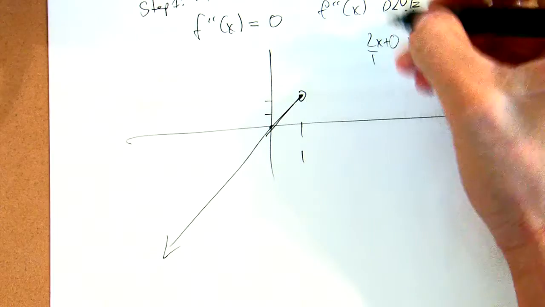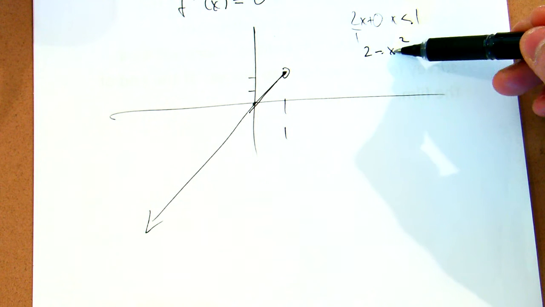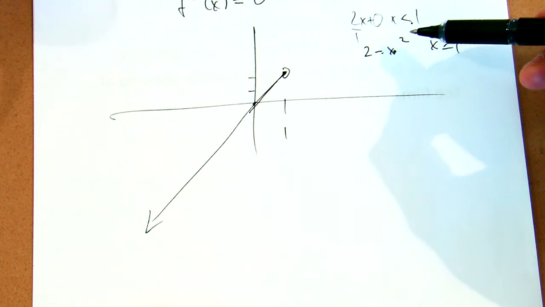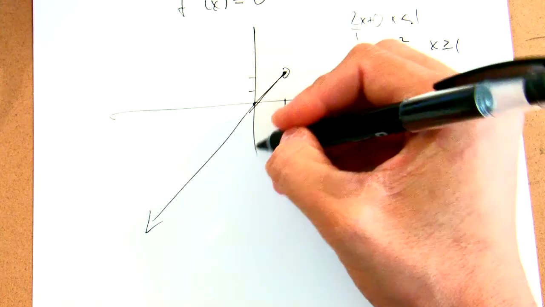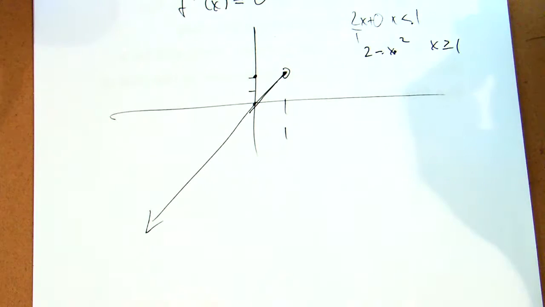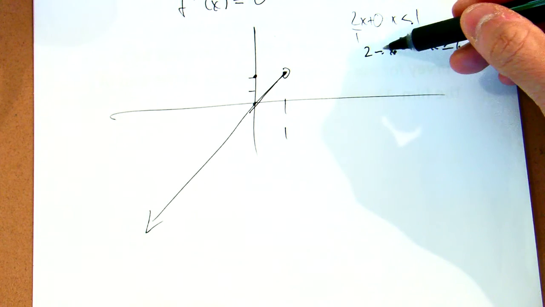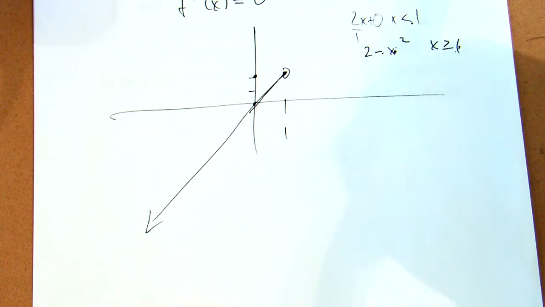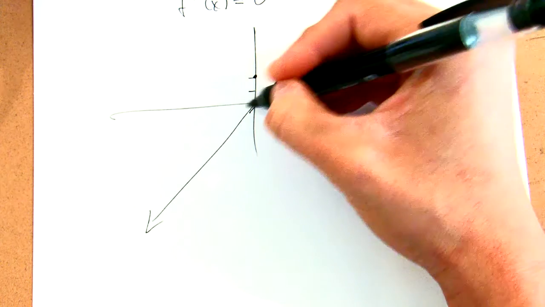2 minus x squared for when x is greater than or equal to 1. So here, it's a negative parabola. It's going down, and then what's the shift? Up 2. So you have a parabola that's supposed to start up here. To find the height of the function, you plug in the critical value. If you plug 1 in here, you get 2 minus 1 squared, which is 1. So when x is 1, the height is 1. So it actually comes here.